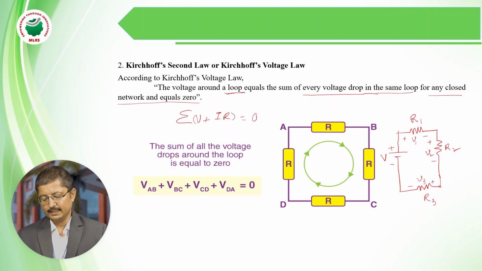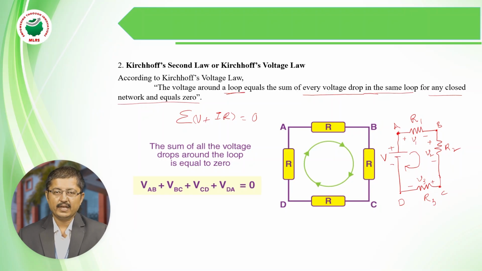According to KVL, the algebraic sum of voltages in a closed loop is zero. A loop means we start at one point and the loop ends at the same point. For example, here you can see A, B, C and D. We started at point A and the loop ends again at A, so we call that a closed loop. KVL is applicable only in a closed loop.